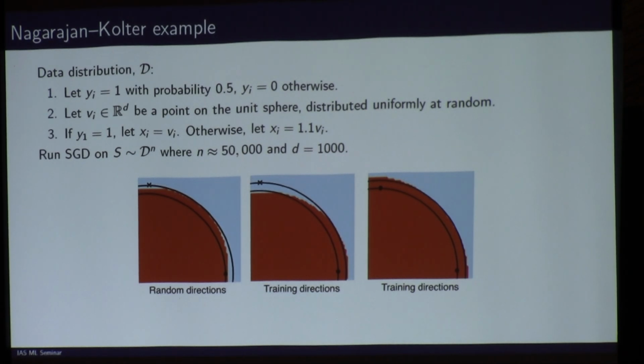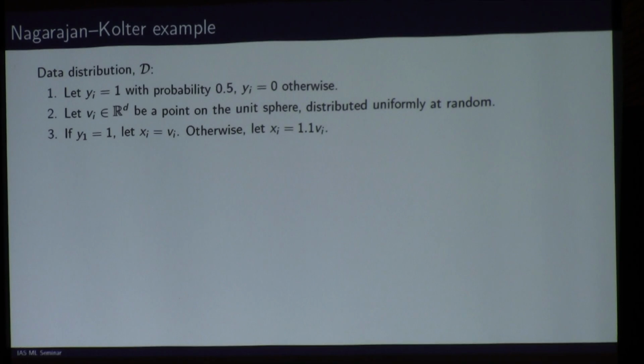The way SGD works, for some reason, it has these defects here. So on average, it's getting the right thing. Indeed, the risk of this classifier on held-out data is very low. SGD is working in the average sense, but there is this observation.